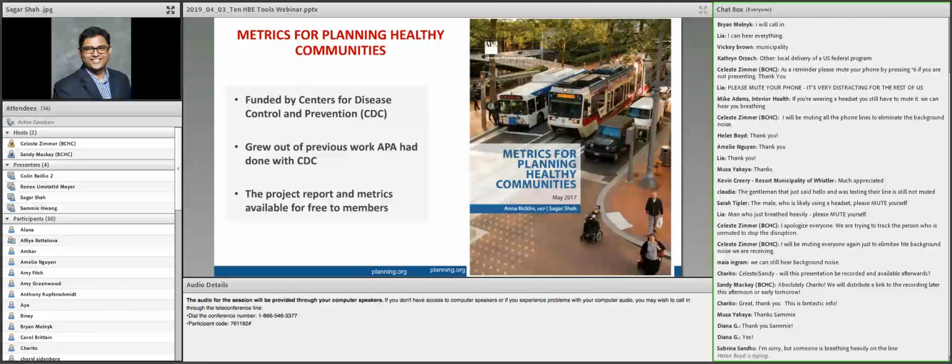This project report and the metrics are available for free to all members and non-members, actually, because it is a federally funded project. We have everything for free, so it's not a member benefit if you join APA. It's available to everybody. So please go and look at the report. I think at the end of this presentation I provide a link to the report.